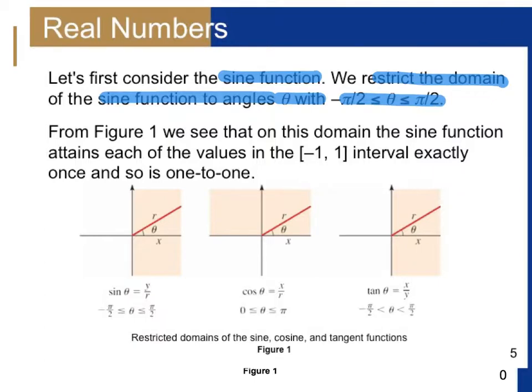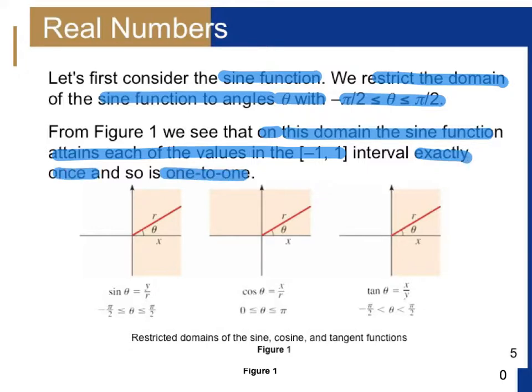And then we can see on this domain, the sine function attains each of the values between minus 1 and plus 1 exactly once, and then it is 1 to 1. So we restrict our domain. Theta between minus pi over 2 and plus pi over 2 for sine. For cosine, it's between 0 and pi. For tangent, it's between minus pi over 2 and plus pi over 2.